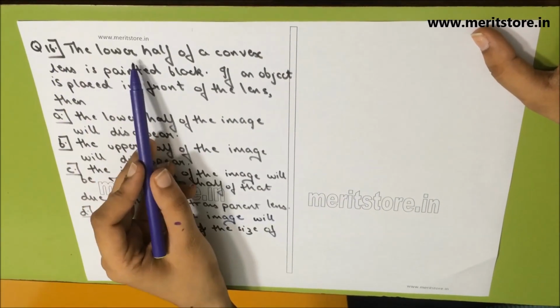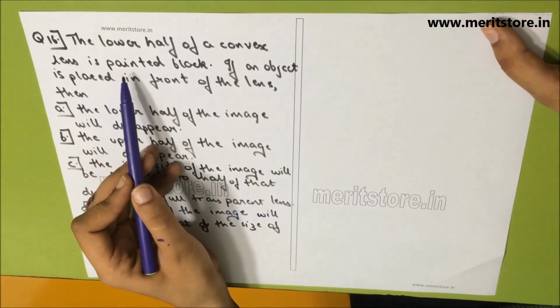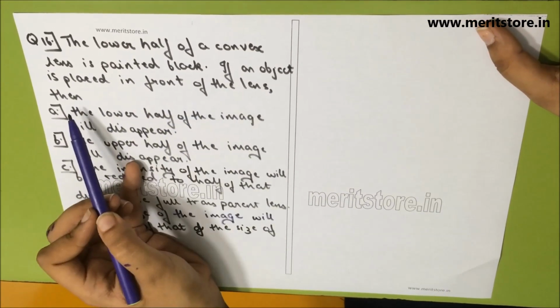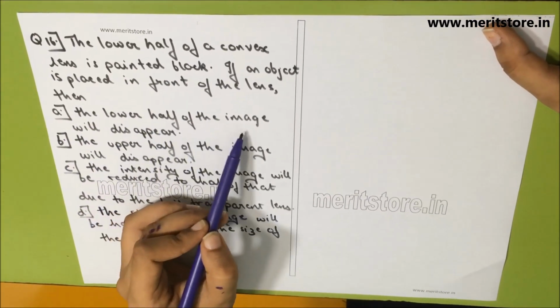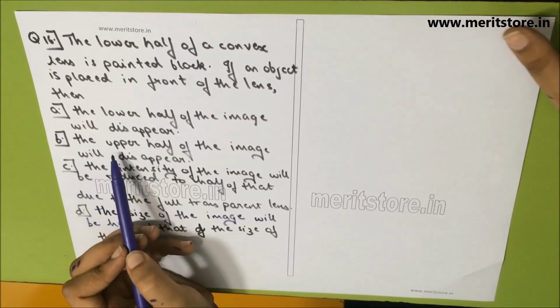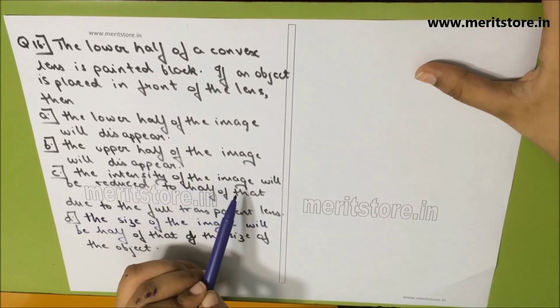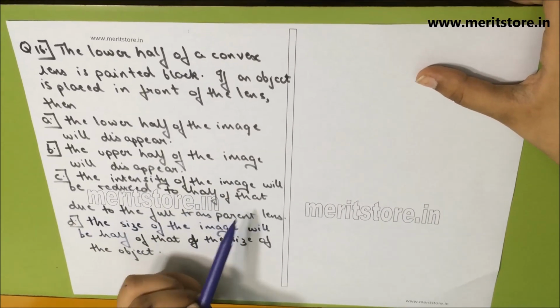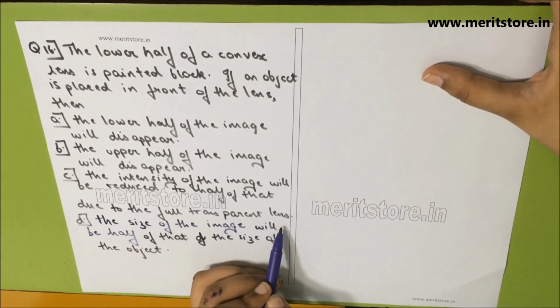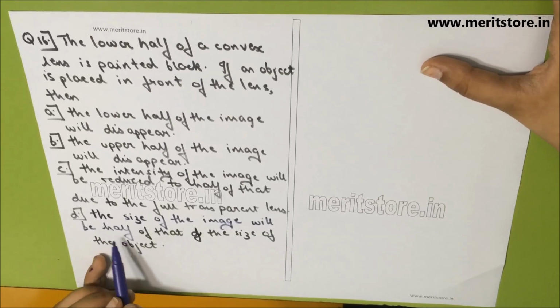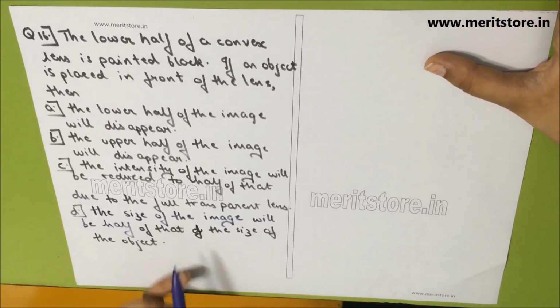Question 16. The lower half of a convex lens is painted black. If an object is placed in front of the lens, then A. The lower half of the image will disappear. B. The upper half of the image will disappear. C. The intensity of the image will be reduced to half of that due to the full transparent lens. D. The size of the image will be half of that of the size of the object.